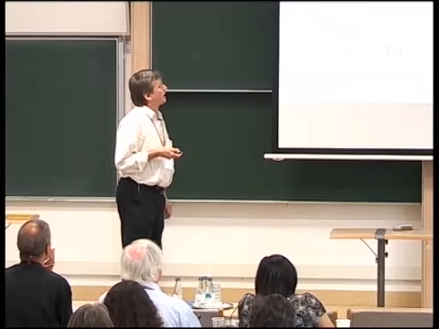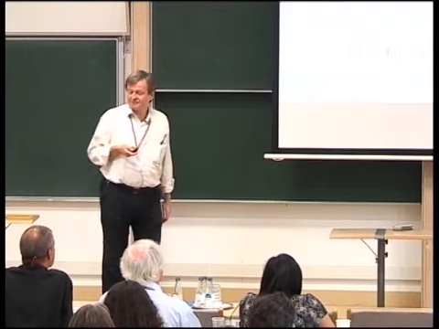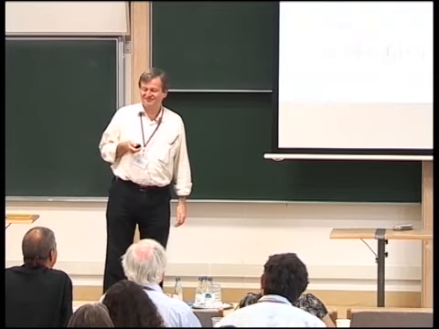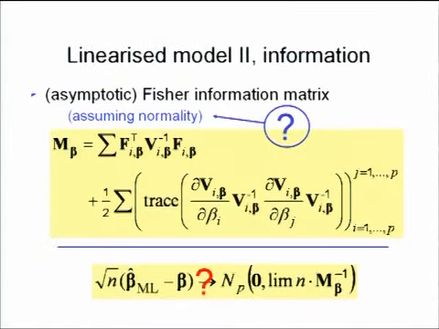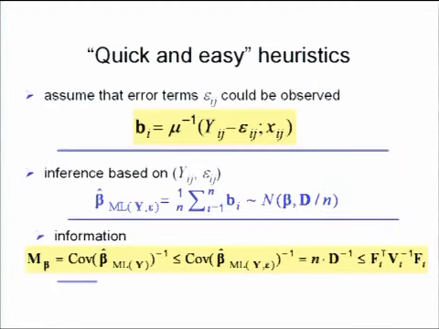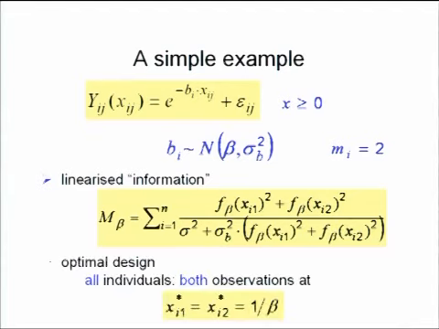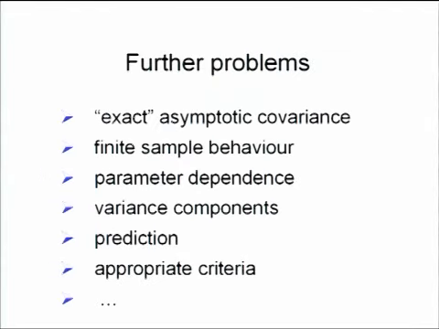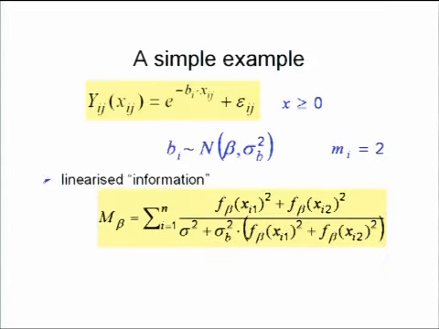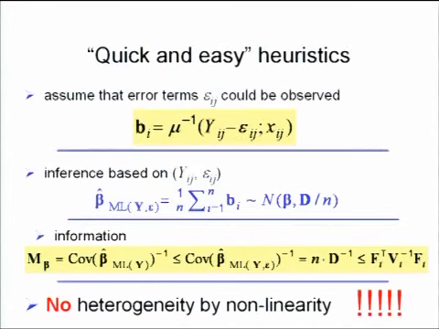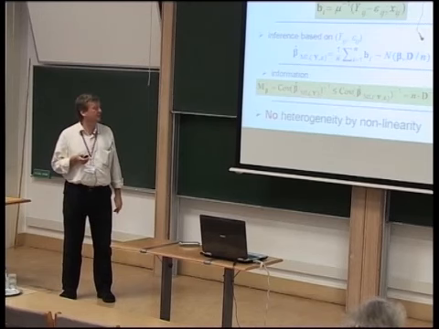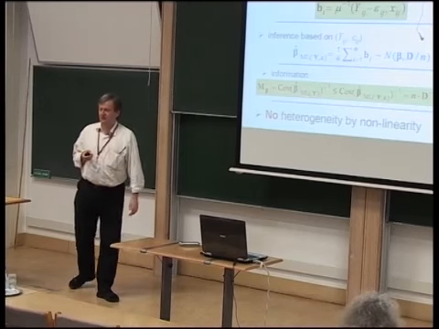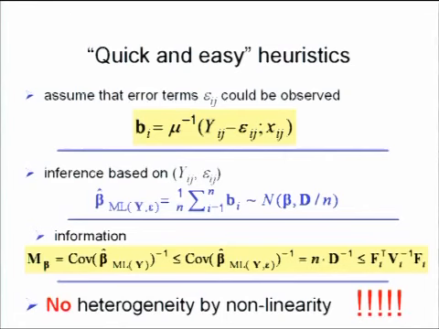And I hope I have the time to come just to the conclusion. The quick and easy heuristics, skip that, the simple example. Okay, where's the conclusion? The conclusion is down there. You should just forget about this second approach. So there is no heterogeneity which is caused by the nonlinearity. But this is so far a conjecture.